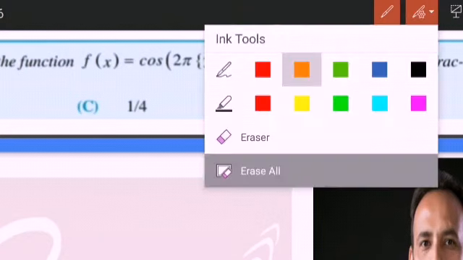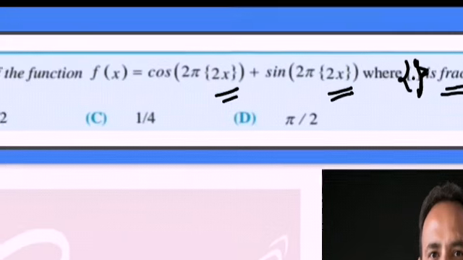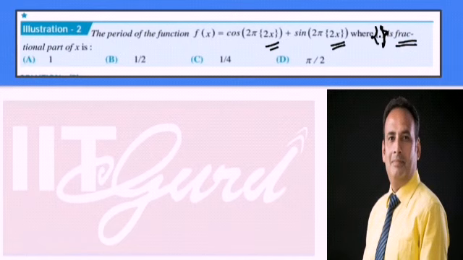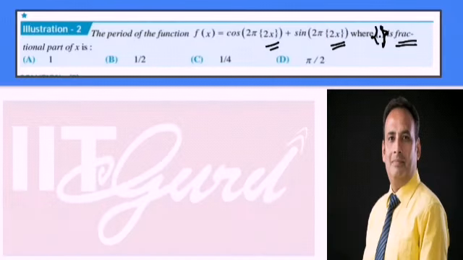So we can make this a curly bracket instead of this. These curly brackets are the fractional part. Option A is given, that is 1, option B is 1 by 2, option C is 1 by 4, option D is 1 by 2. Try yourself. Pause it and try yourself, and if you don't get it, then come to the solution. I will give a hint.